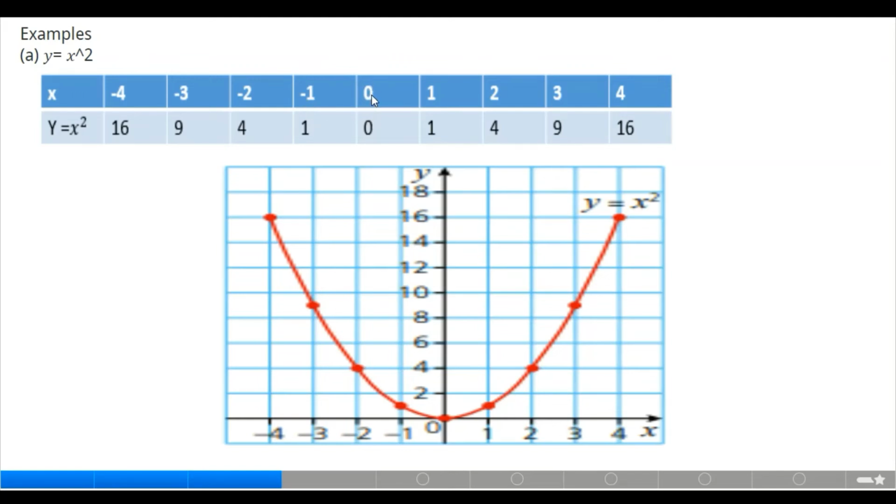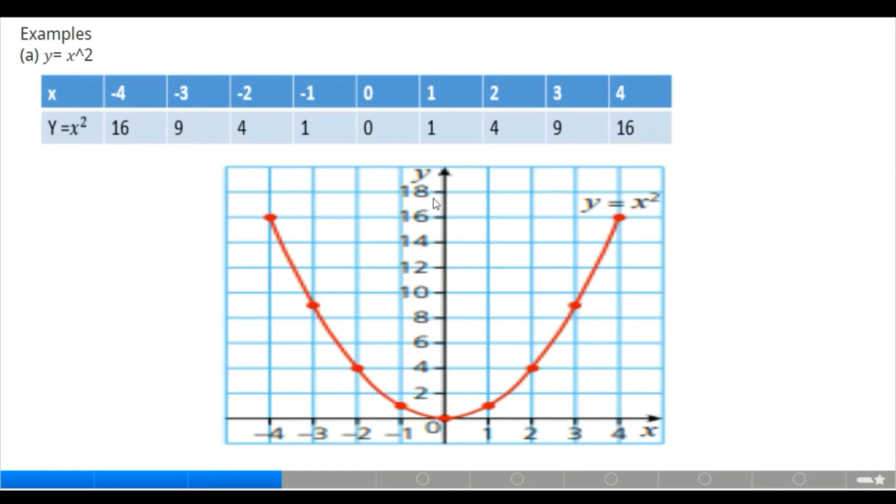0 squared will give us 0. 1 squared will give us 1. 2 squared is 2 times 2, which is 4. 3 squared is 3 times 3, which is 9. And 4 squared is 4 times 4, which is 16. Now, having that, we have our table for y and our table for x.